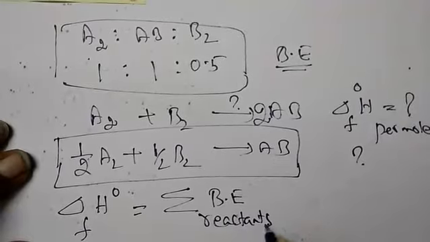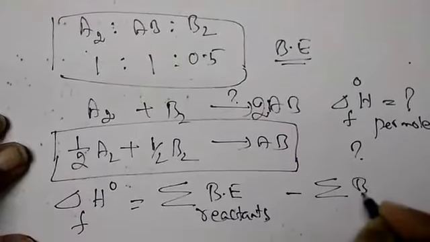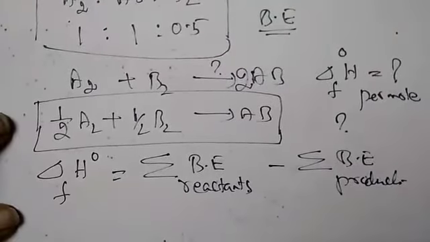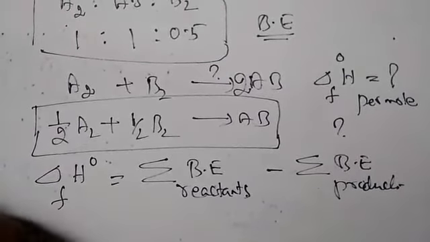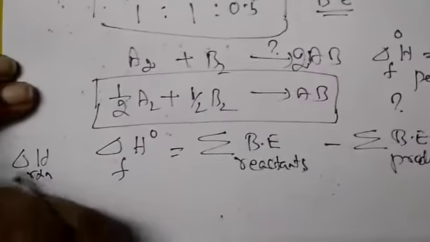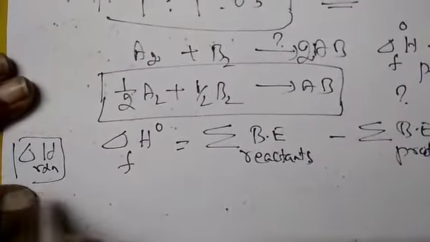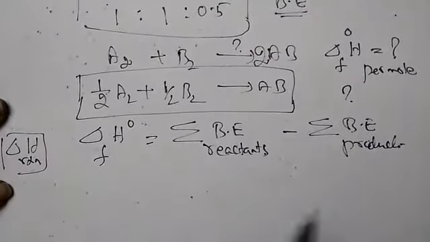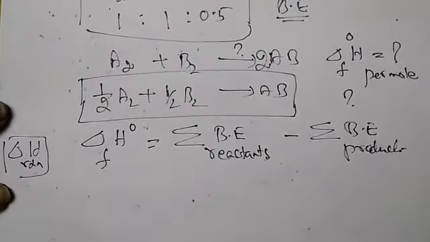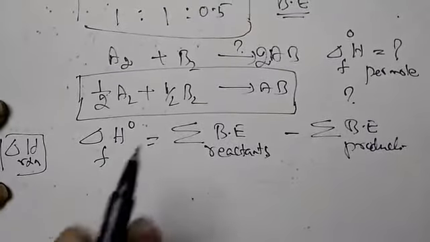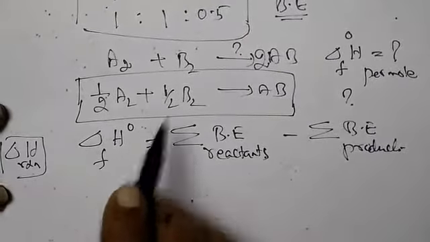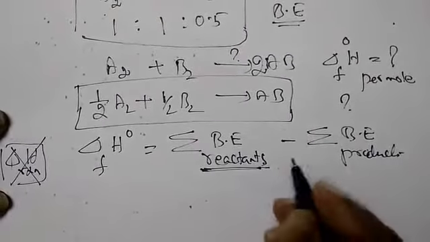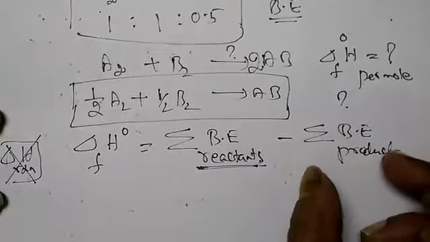This is a very important point: minus the bond energy of products. Usually, if they are asking for enthalpy of reaction, I am giving one difference: enthalpy of reaction means products minus reactants. Other than that, if they are asking formation, or straight away if it is bond energy, this is the formula: reactant minus product.